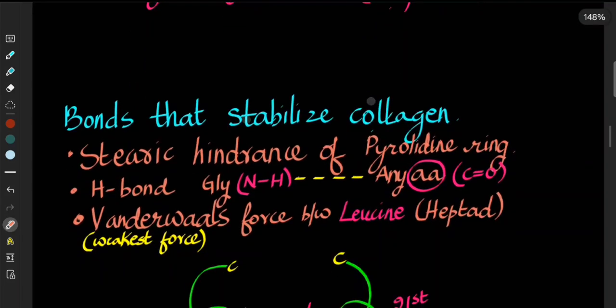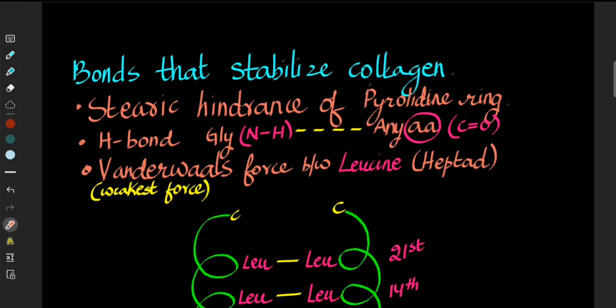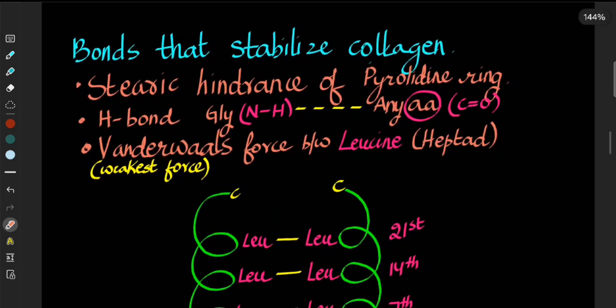Now let us try to see the other thing. The other thing is about the hydrogen bond, right? So steric hindrance of the pyrrolidine ring was one particular factor. Another one is hydrogen bond. We definitely know that hydrogen bond is one of the most important factors that stabilize any kind of protein structure, right? So suppose we have a structure over here, and then another structure over here.